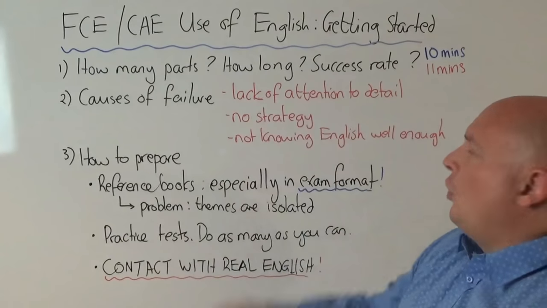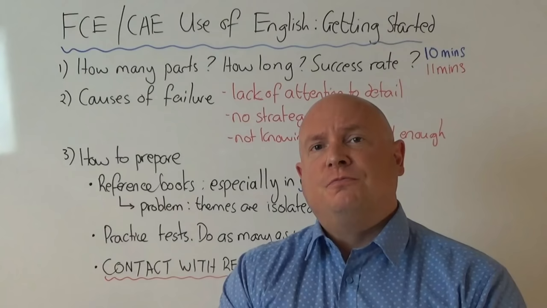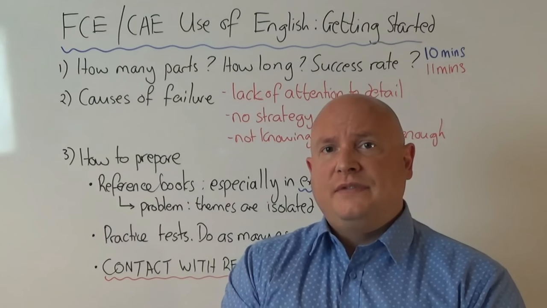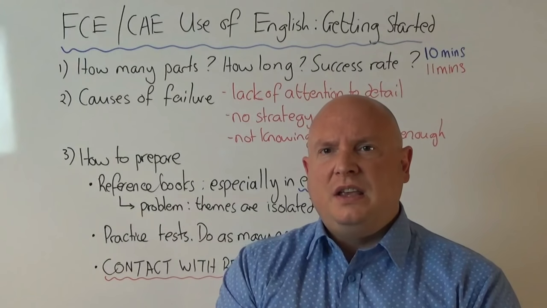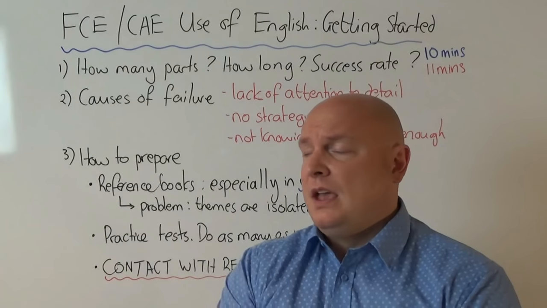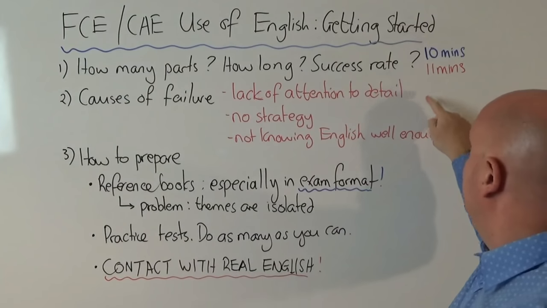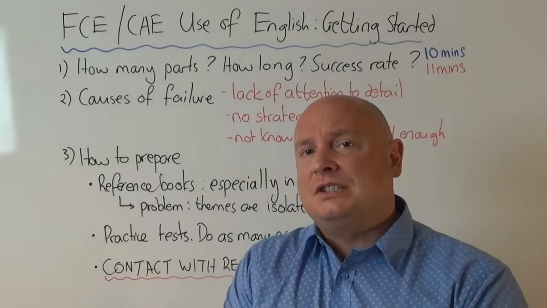Now, how long is each part? Well, the Use of English and reading are now combined in the FCE and CAE exam. In the FCE you have, if I'm not mistaken, 75 minutes, and in the CAE you have 90, and in the CAE there are four reading parts and not three. So basically, in the FCE you have 10 minutes, in the CAE you have 11 minutes to do each task, which really isn't much time.